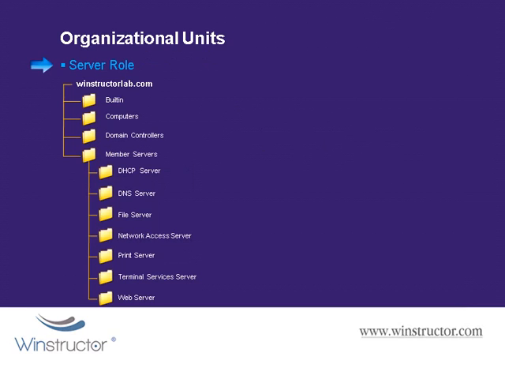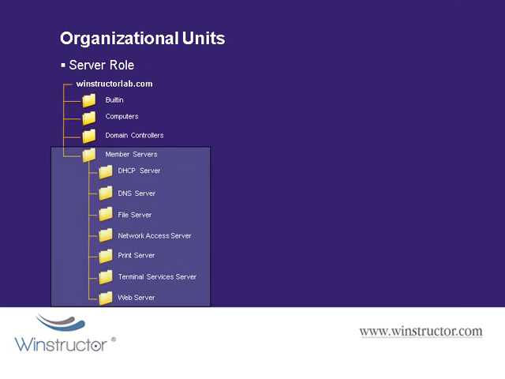Now there is another thing you'll need to consider when you design your OU structure, and that's how you're going to manage your servers. A great method of managing server roles is to use a structure like this, where you have a member servers OU and child OUs for each of the server roles that you have in your company. Now, this means that it's really easy to create and apply different group policy objects to each type of server role.